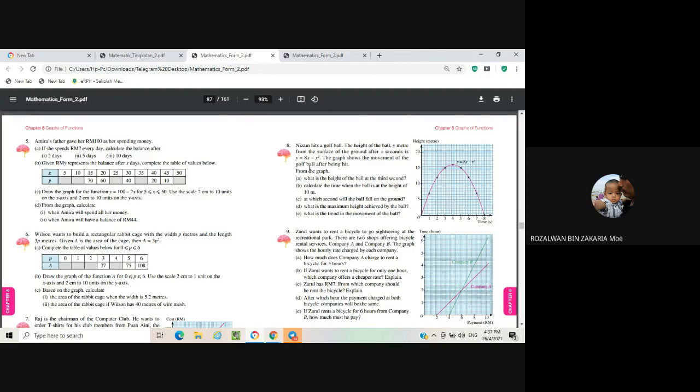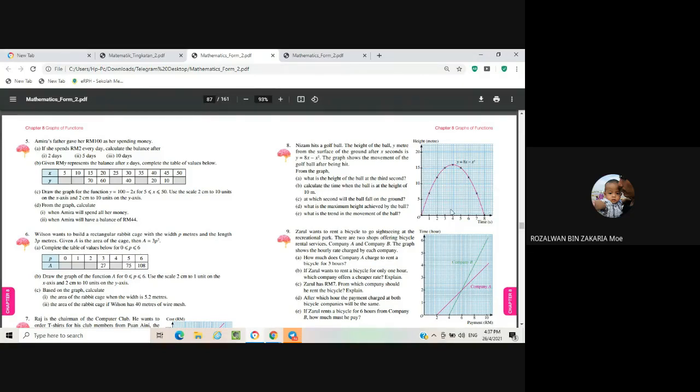Okay, and for 8C, at which second will the ball fall on the ground? 8 seconds. Why 8 seconds? Because it's on the ground already, so you must look at when y is 0. So its height is 0, right? Look at the y-axis height here. The value is 0. So that's why the answer is 8 seconds.